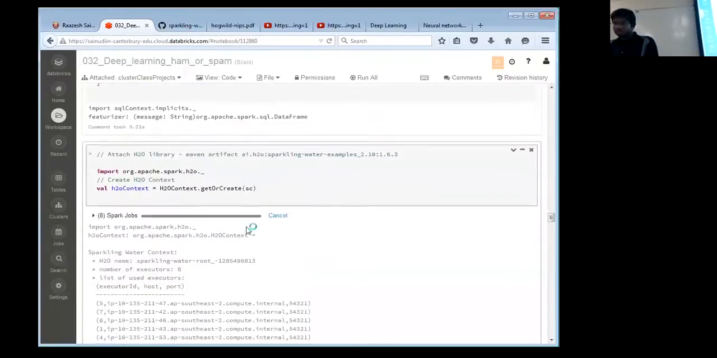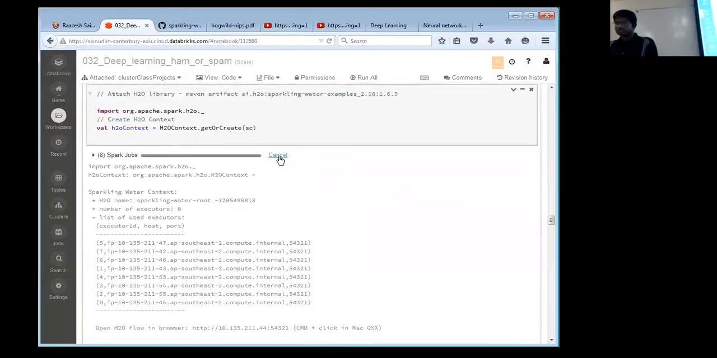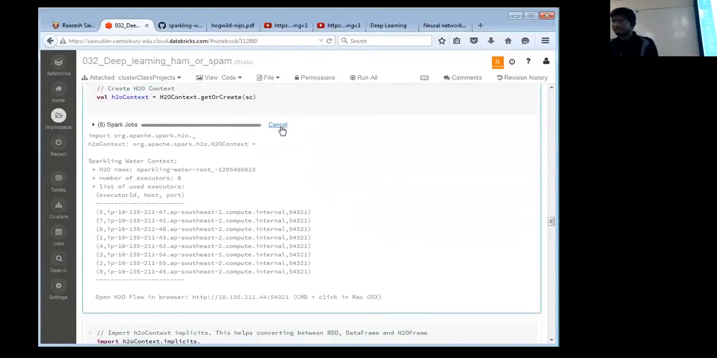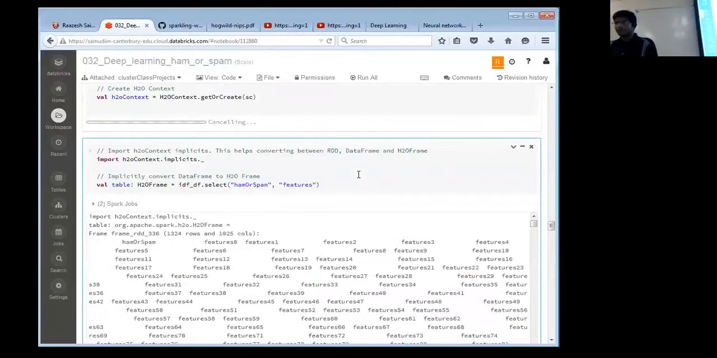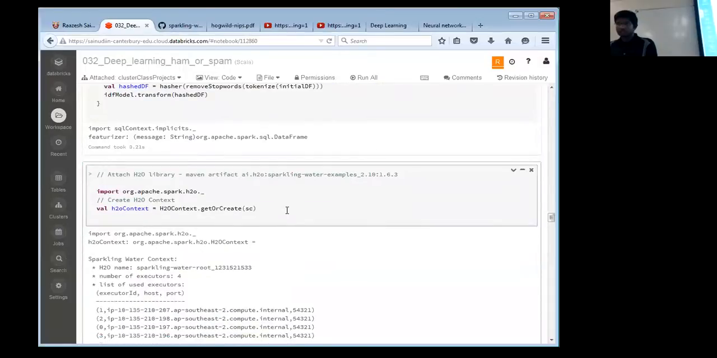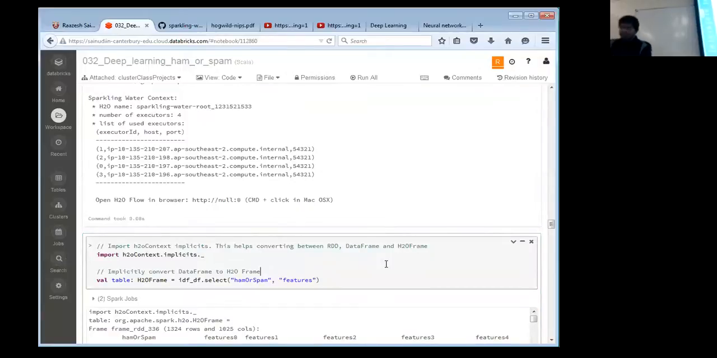So we need to wait for this to finish. Let me try canceling it and running it again. Let's run it again. Okay, let's pass this time. All we need for our model is the label and the features. These features are the TF-IDF features.